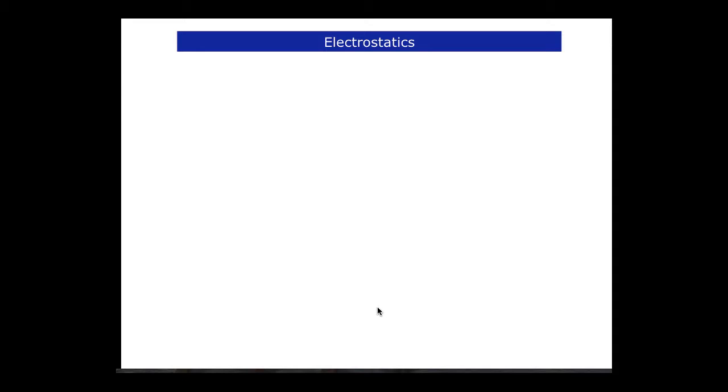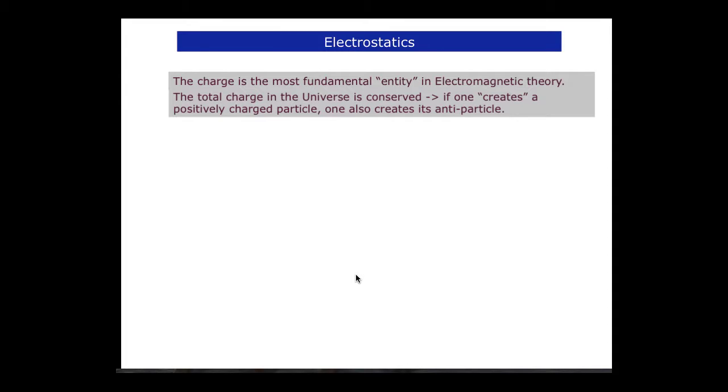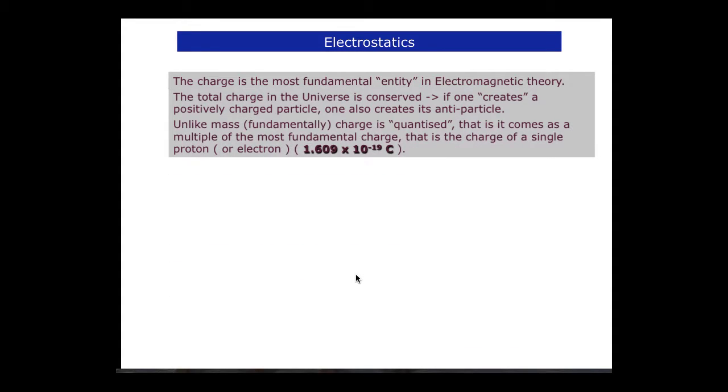The charge is the most fundamental entity in electromagnetic theory. The total charge in the universe is conserved. If one creates a positively charged particle, one also creates its antiparticle. Unlike mass, charge is fundamentally quantized, that is, it comes as a multiple of the most fundamental charge, that is, the charge of a single proton or electron.